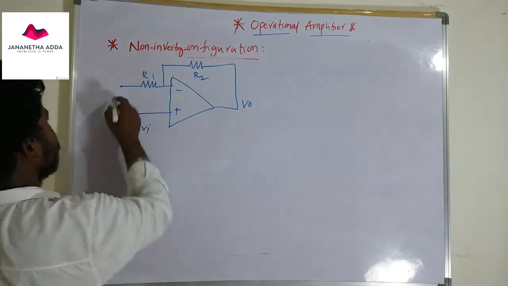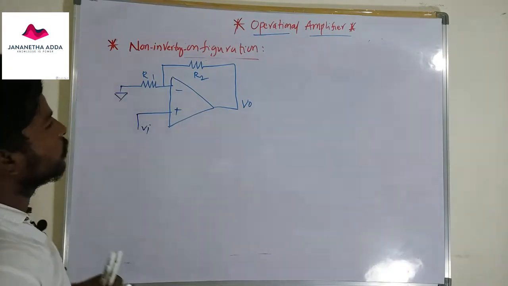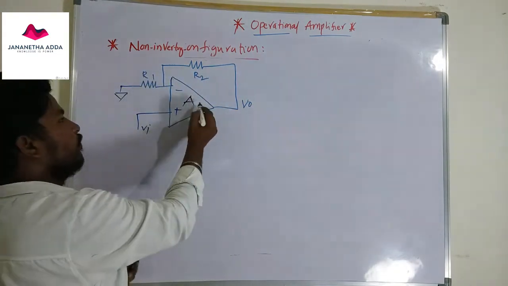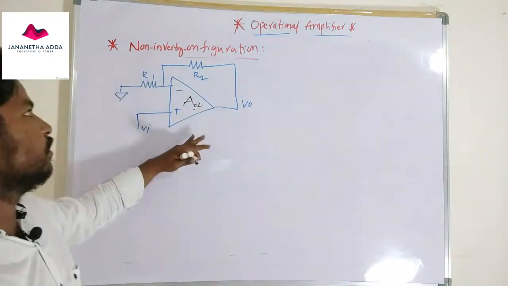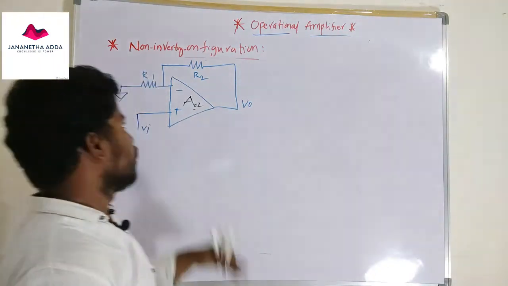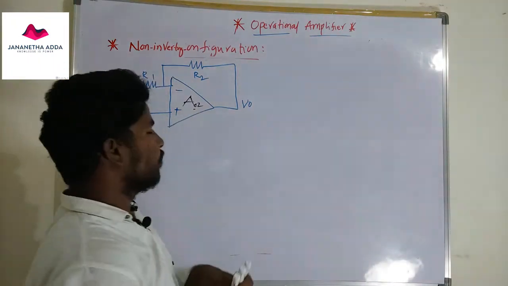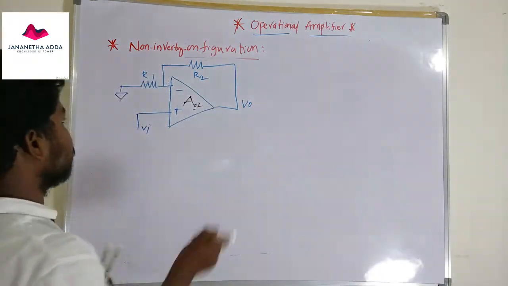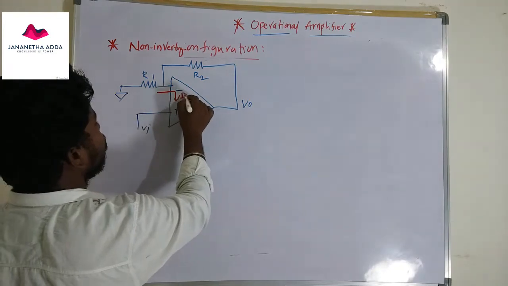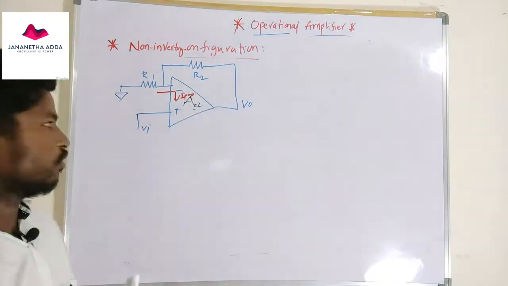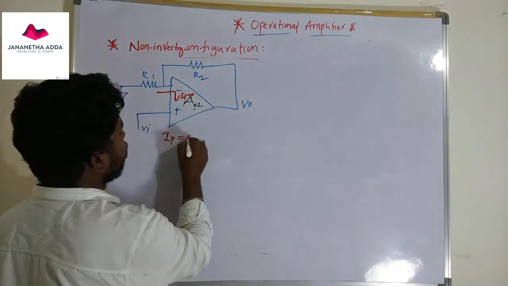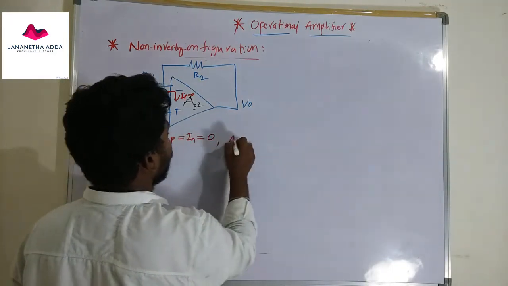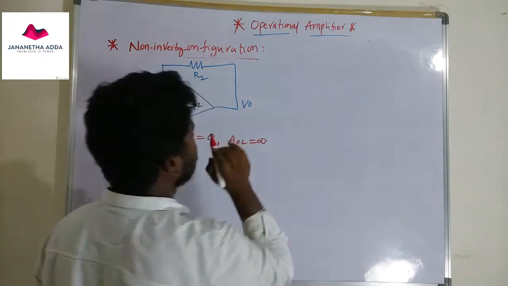So V input, and I am grounding this terminal. I want to find the output, with an operational amplifier having an open loop gain of infinity. This operational amplifier also has infinite gain, and zero current flows through it, that is IP equal to IN equal to 0, and the open loop gain of the operational amplifier is infinite.